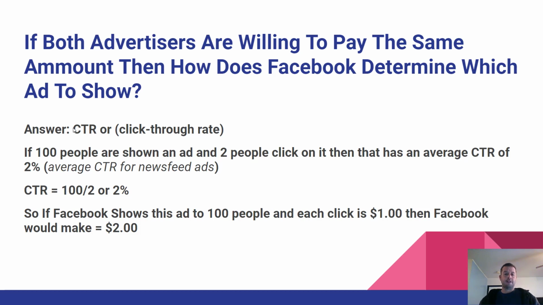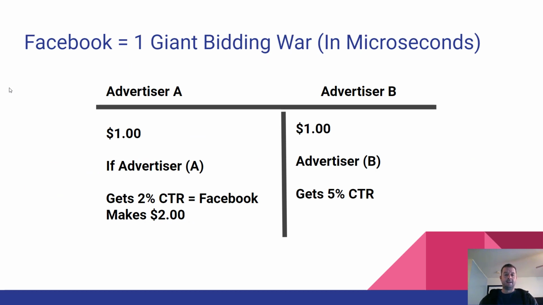So with the CTR at 2%, that means if Facebook shows this ad to 100 people and 2 people click on it, then Facebook gets how much? $2. Right there is exactly how Facebook is paying itself. So if advertiser A has a 2% CTR and Facebook makes $2 off of them, and advertiser B gets a higher CTR, a 5% CTR for example, how much would Facebook make off of them?